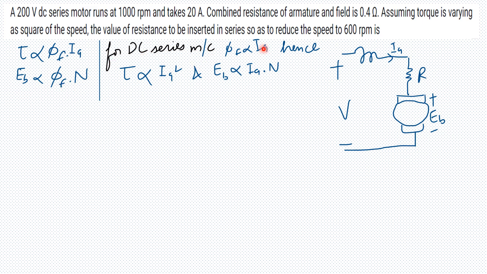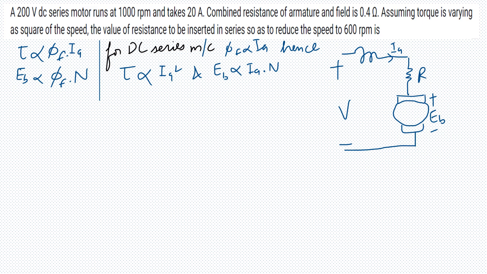So the product of the two is proportional to EB. But for a DC series motor, the field winding is in series with the armature, hence the flux is proportional to the armature current. Hence the torque becomes proportional to I squared, the armature current squared, and EB becomes proportional to IA into N, the product of current and speed. So let's proceed.